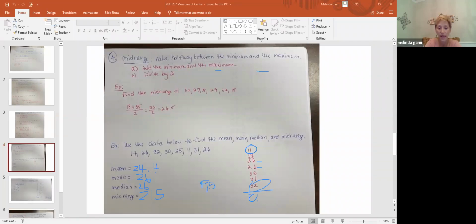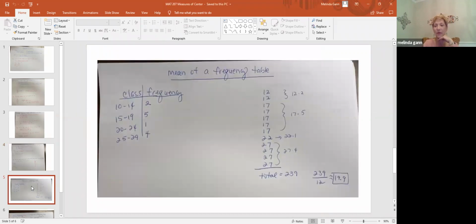Okay, so I'm going to kind of clear all those drawings. All right, so let's go look at the next thing we have to be able to do. Okay, so that's finding some things on a list of numbers, what I call raw data. Well, what if you had a frequency table? What would you do if you had a frequency table? Well, the only thing they're going to ask you to do on a frequency table is to find the mean. They're not going to ask you to find the mode of a table or the mid-range or the median, but they are going to ask you to find the mean of a table.